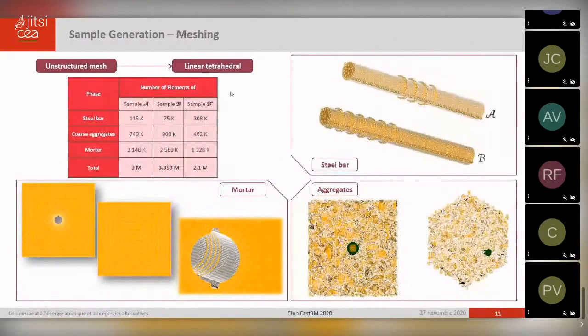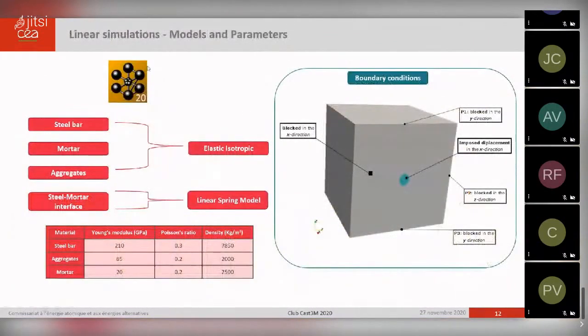A regular mesh was used, with linear tetrahedral elements. Different samples were used. For example, this sample is the finest sample, although it's 1/8 the volume of this other sample, it contains a large number of elements. It's mainly used for damage and to check the cracks near the steel interface, because the fine mesh study controls shapes at this point.